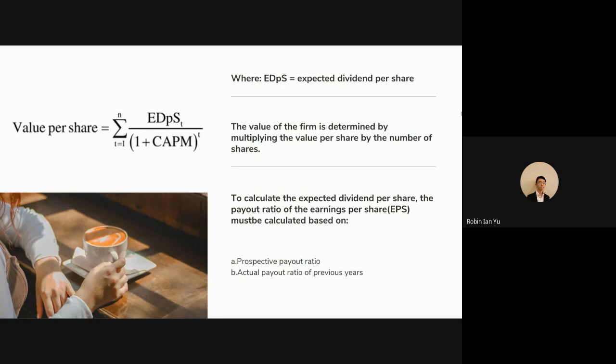Now, in this formula for the dividend discount model, as you can see, the expected dividend per share is considered instead of the expected cash flows. Furthermore, it is a summation of expected dividend per share divided by the quantity of the capital asset pricing model rate plus 1, raised to the power of the number of years. This formula creates the value per share, and it is multiplied by the total number of shares to get the value of the firm. In getting the expected dividend per share, one must get the earnings per share and multiply it by either the actual payout ratio or the prospective payout ratio. Next slide.